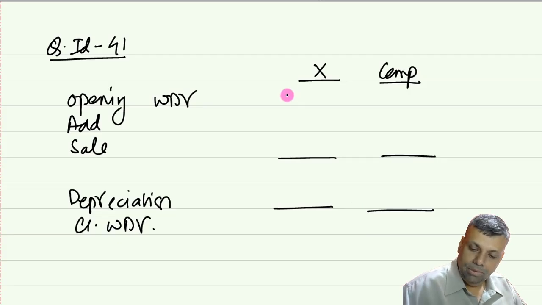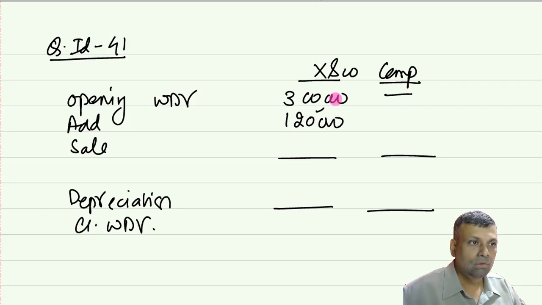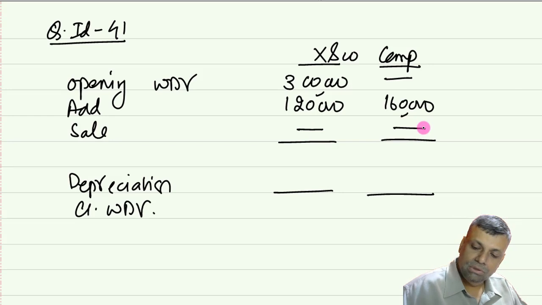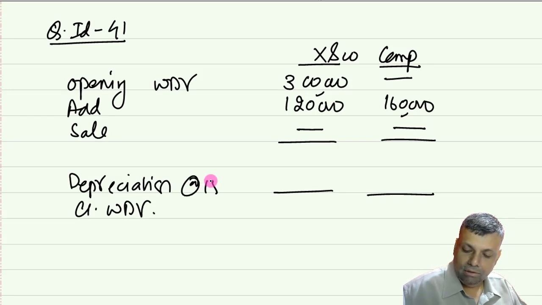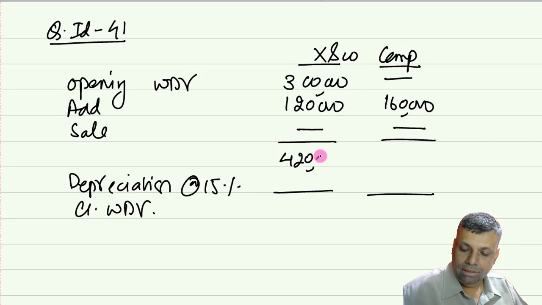So, opening for the proprietary concern, let me write X and Company only: 3 lakhs, nothing for the company. Additions: the proprietary concern 1,20,000 and the company 1,60,000. Nothing has been sold during the year. Depreciation is at the rate of 15%, already provided in the question. This is 4,20,000.